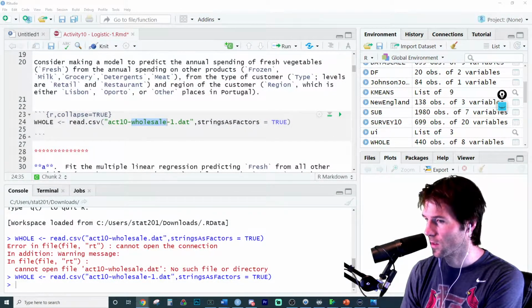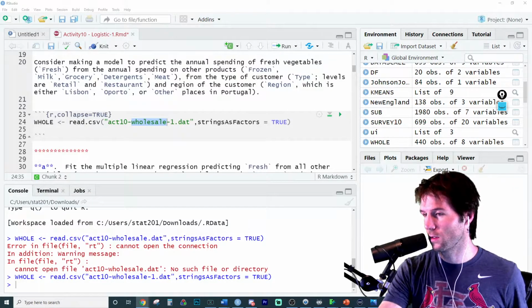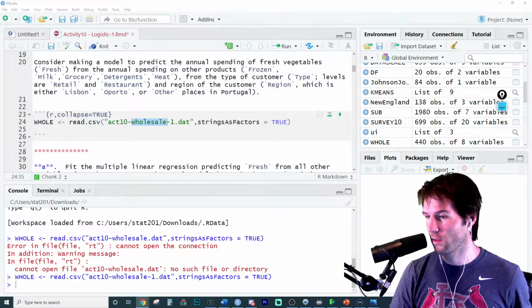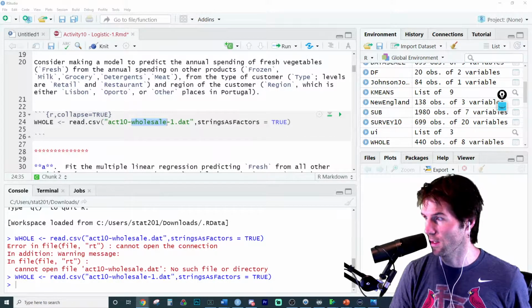Let me look into this. Okay, let me fix this. Act 10 wholesale dat. I'm going to fix this. Good thing, because I can see this causing a lot of issues. Let's insert a document, course documents, or I'm going to go to course document. Okay.